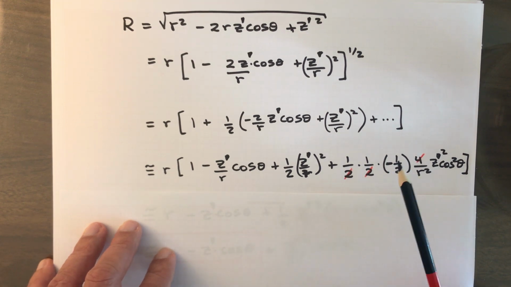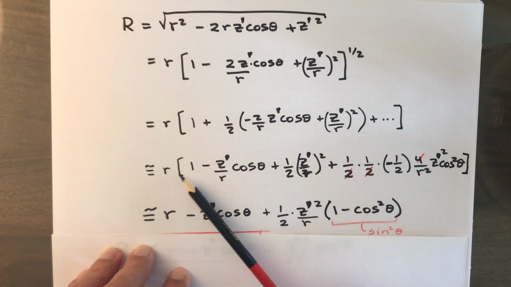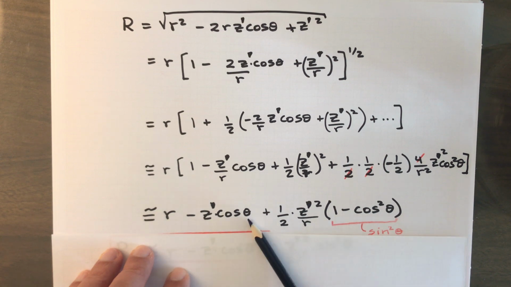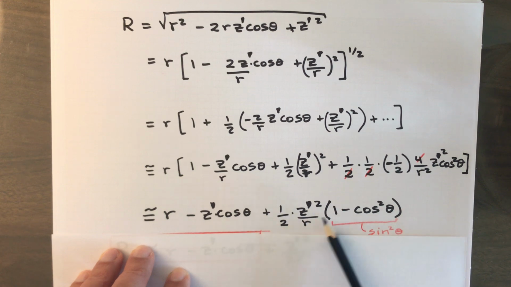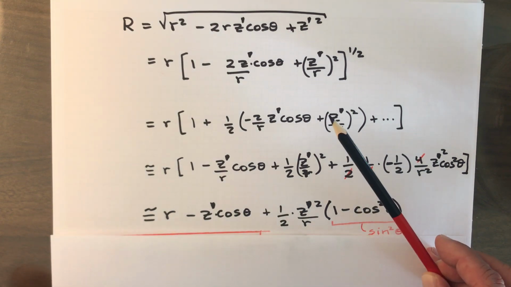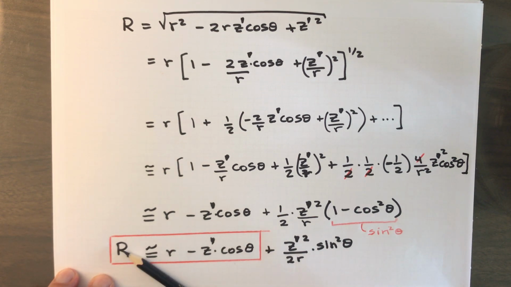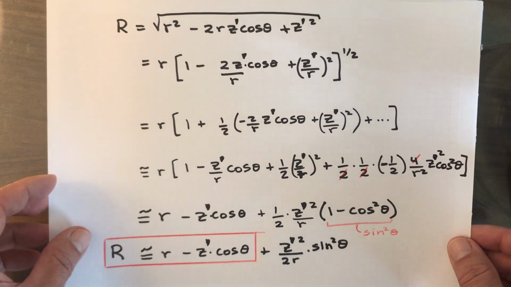Once we do that, we see that we can simplify this a little bit more by noting the following. After we multiply times the r outside of the parentheses, we end up with r minus z prime cosine theta plus this term, which comes out in both of these terms, 1/2 z prime squared over r, and that's a 1 minus cosine squared of theta. And that, of course, is the definition of sine squared of theta. So our final expression for big R in the far field approximation is R more or less equal to r minus z prime cosine theta plus this term right here, z prime squared sine squared theta, which we're going to neglect. But that would be the next term that would be of importance.